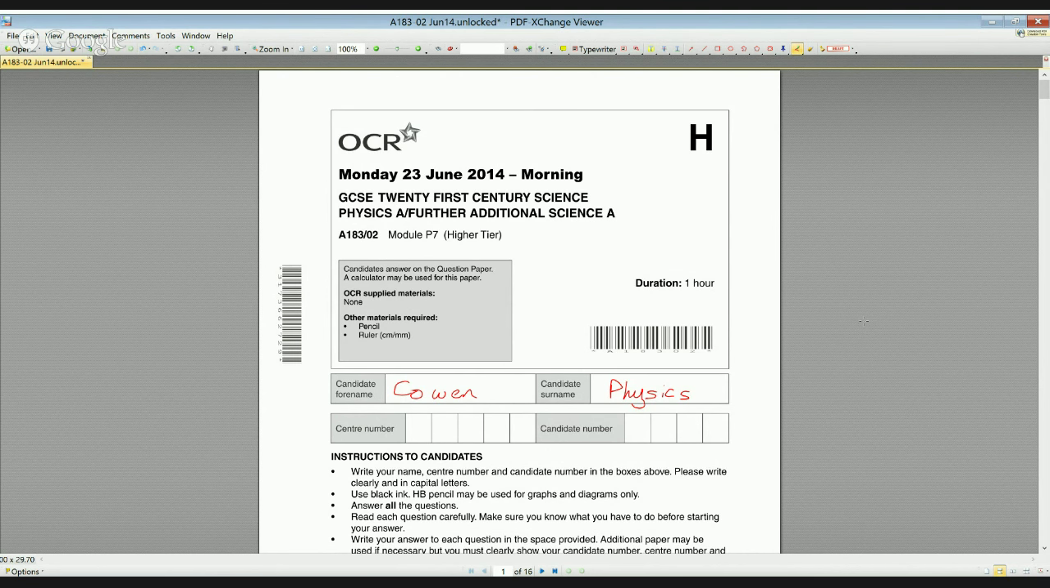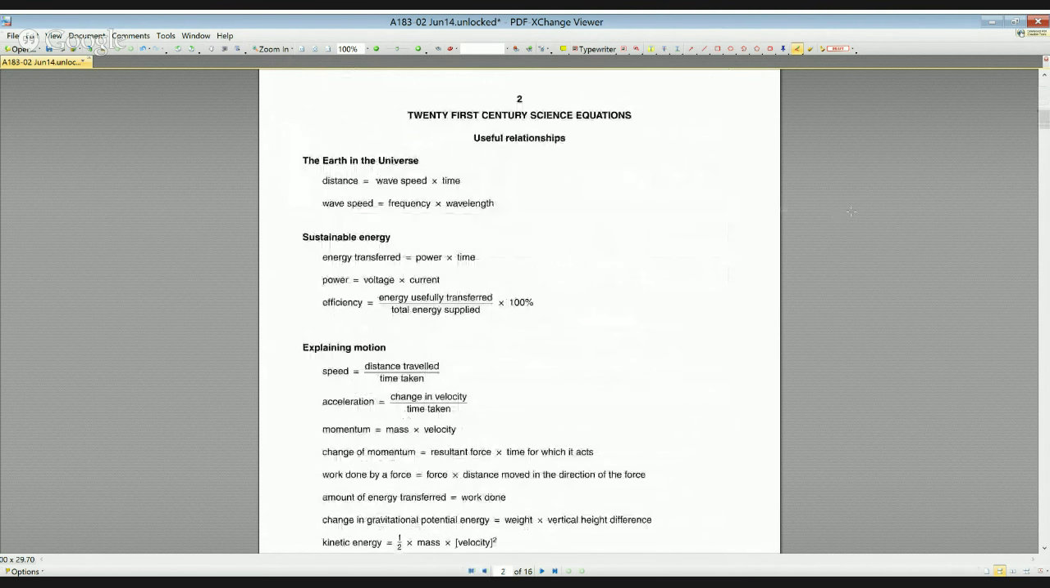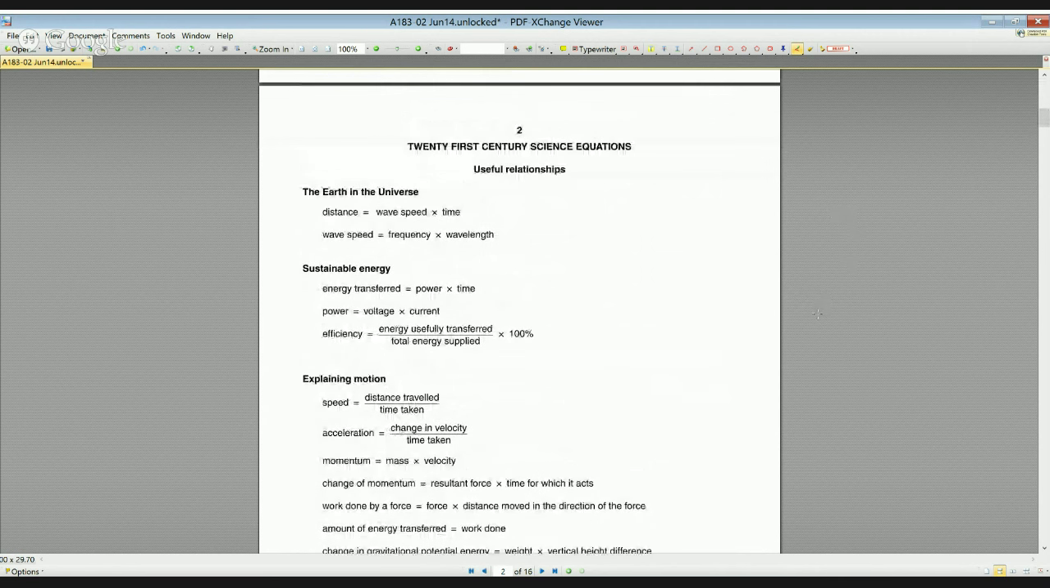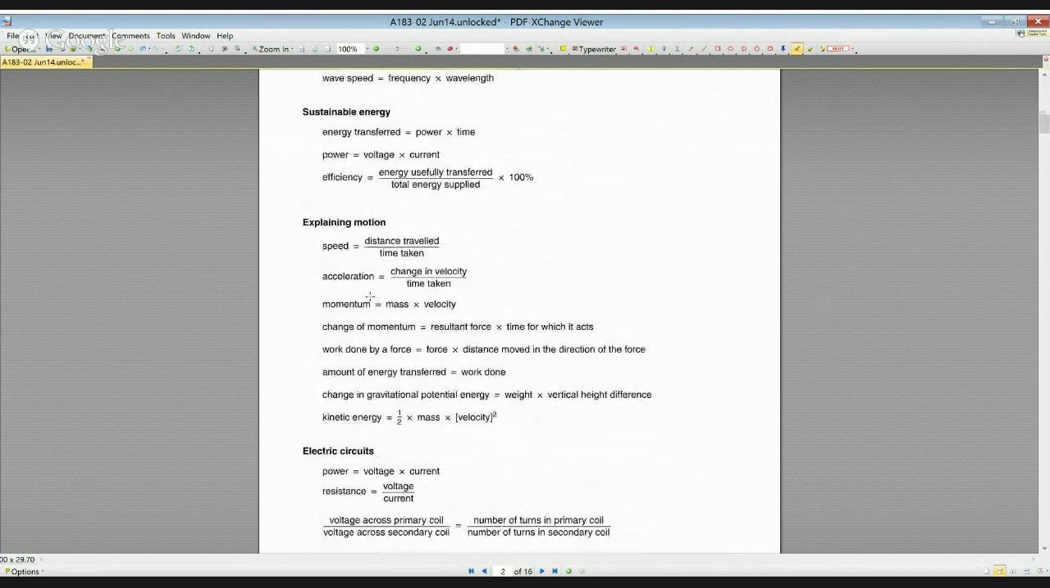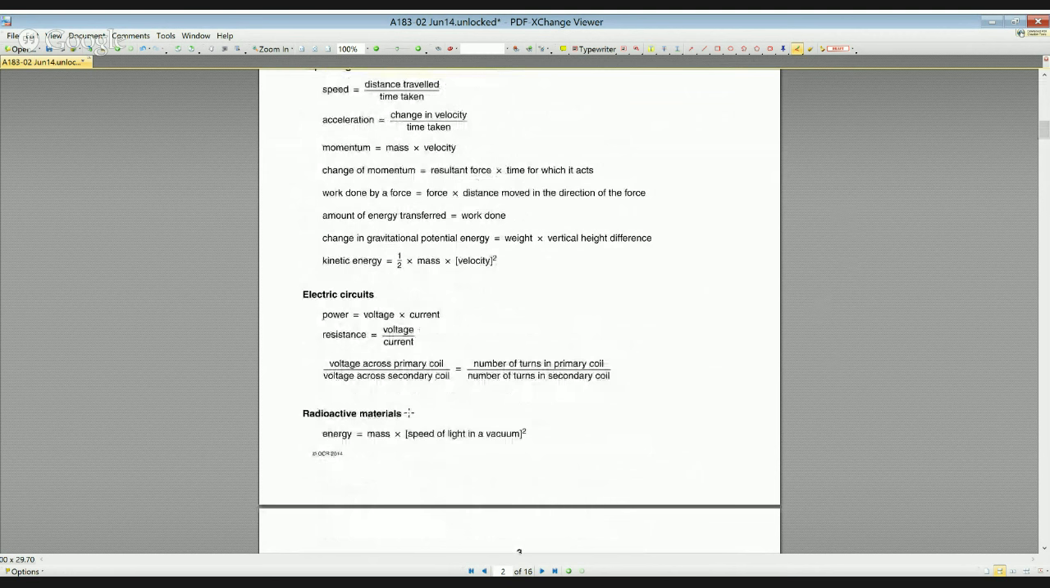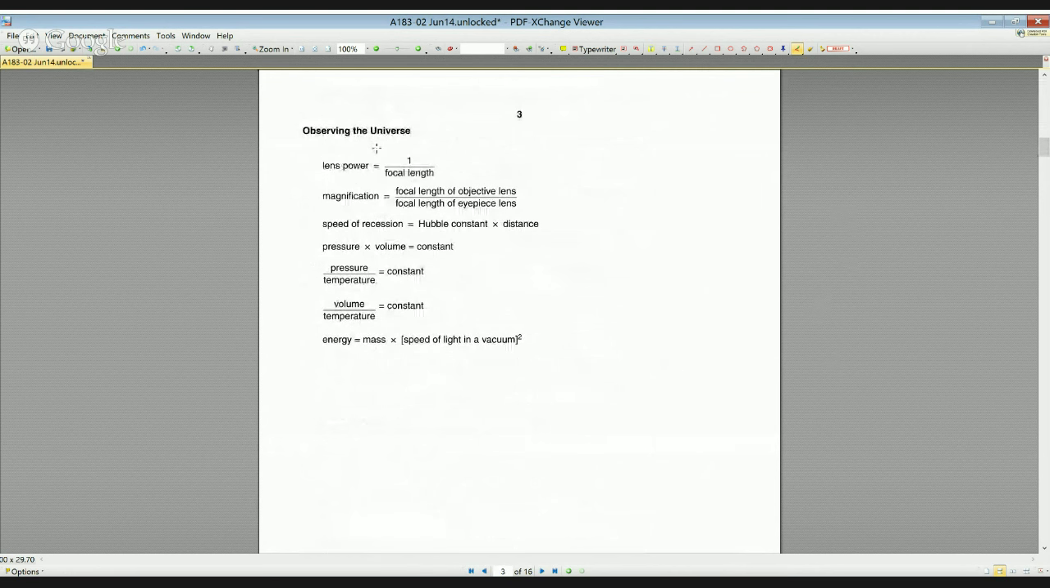Okay, so let's begin with question number 1. The first thing you'll see as you open the exam paper on Friday will be the useful relationship section. These are the equations you'll need. You'll see Earth and the universe, that's P1, sustainable energy, that's P3, explaining motion, P4, electric circuits, P5, P6, and the one that's of interest to us today, observing the universe, which is P7. So you'll see there are about 7 equations there that will be useful to us during the exam.